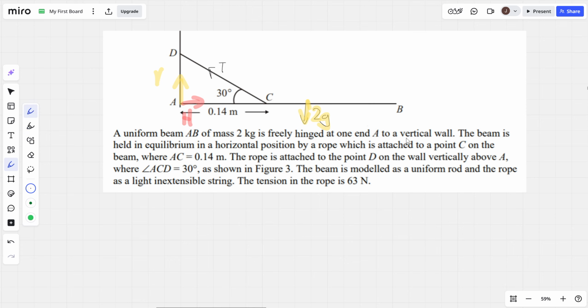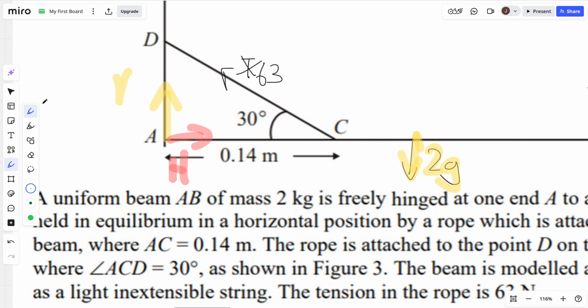Let's go back. The beam is held in equilibrium by a rope. So it's attached at point C, where AC is 0.14. Yeah, that's fine. I've got the angle. It's a uniform rod. The tension's in fact given to me. So let's put that one down. That's 63.